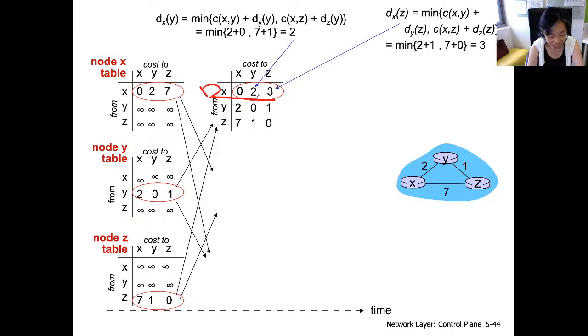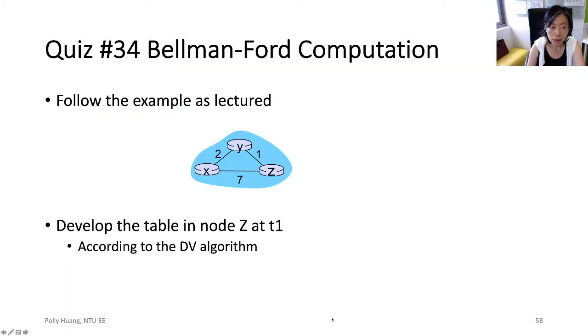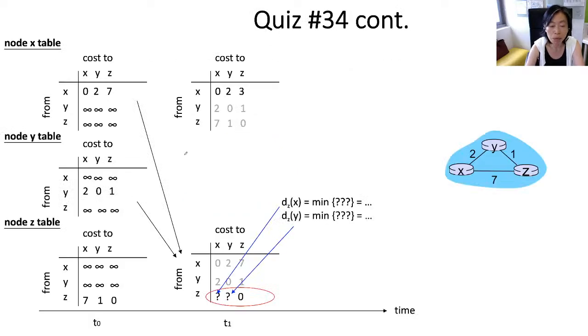And that also takes us to the first quiz today. Let me bring up the quiz real quick. It's right here. So the quiz is actually asking you to use the same example that we just used. And this time, to develop the distance vector for node z here at time t1. Let me explain what time t1 is. So what we were doing earlier for node x here is the distance vector at t1. So all I'm asking you to do for quiz 34 is just to develop dz for node z here.